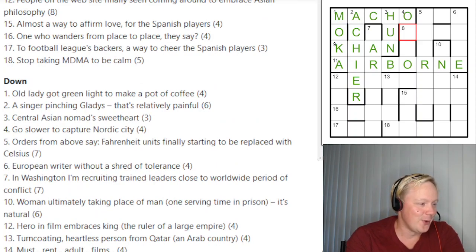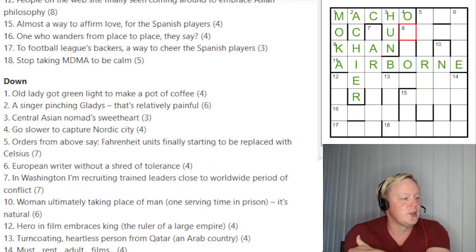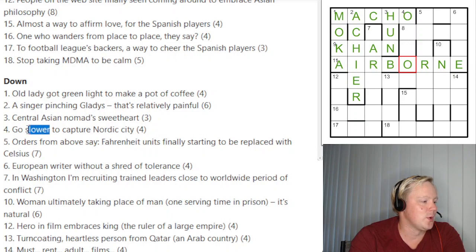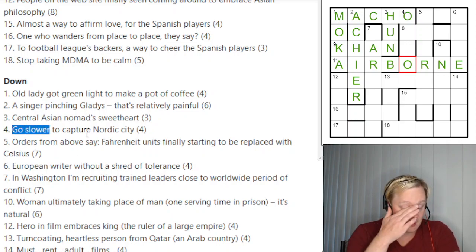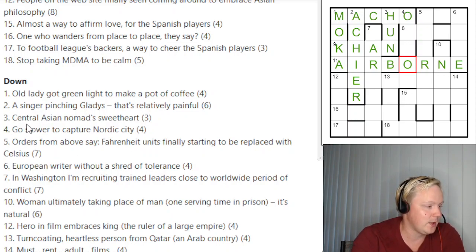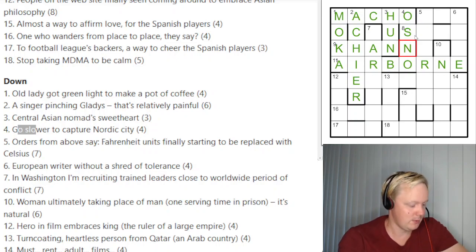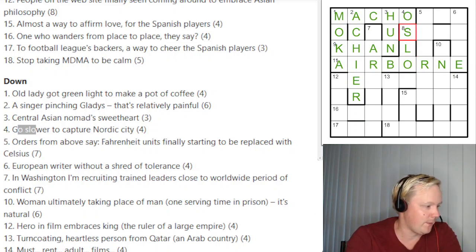Anyway, moving on, four down. Go slower to capture Nordic city. Well, if you can come up with a Nordic city that is four letters and starts with an O and ends with an O, maybe this is easy. So these words captured, contain inside them Oslo, which is the capital of Norway, Nordic city. Oops, misspelled there.